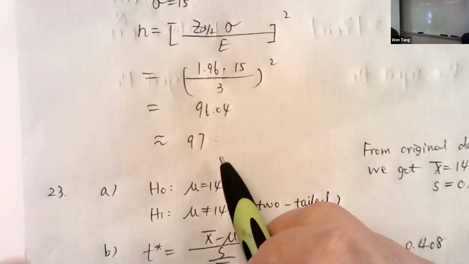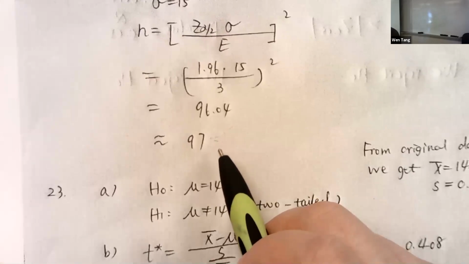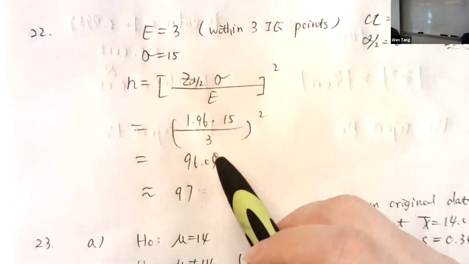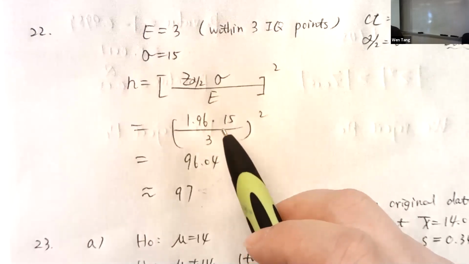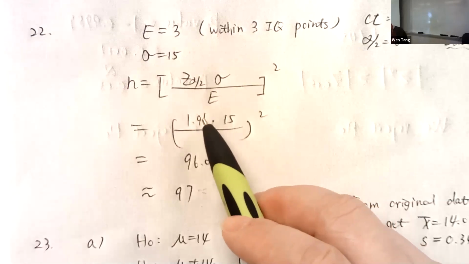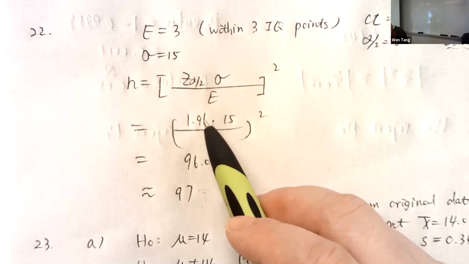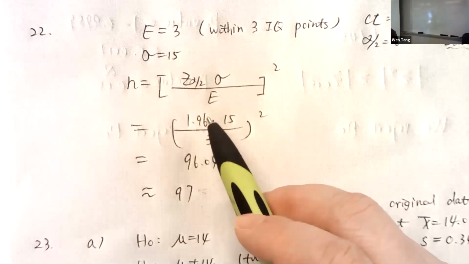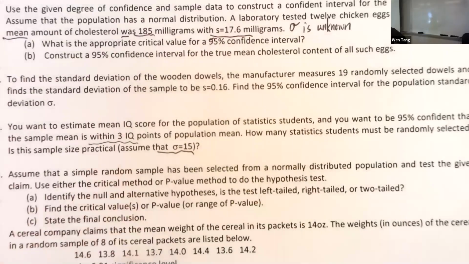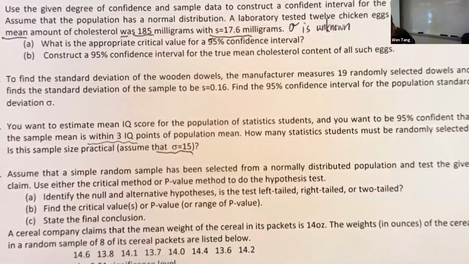So this is for number 22, it's 97. You will find the corresponding formula for this sample size. This one is the sample size for the confidence interval of the mean value. So you should find the related formula for your sample size. They have different sample size formulas.